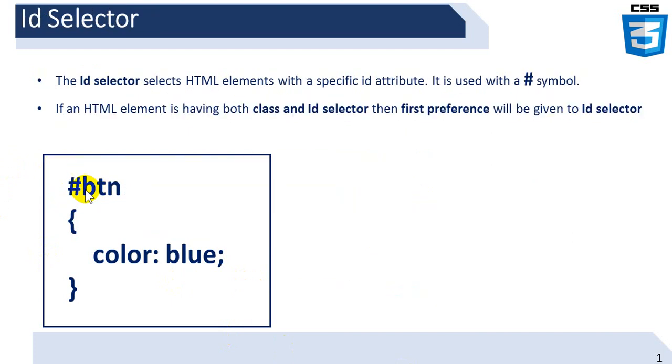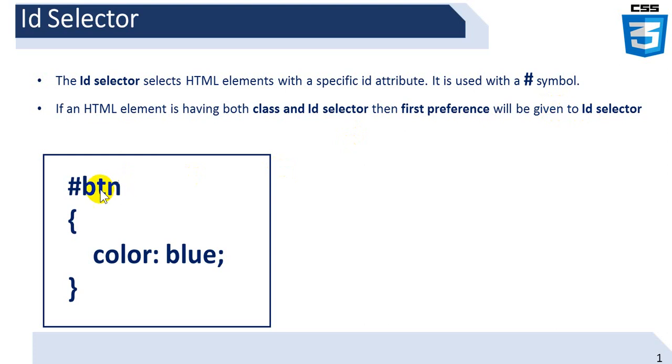The syntax is the same for the ID selector, guys. Instead of dot we are using hash. Hash indicates ID. So hash and the ID name we should pass. The ID selector selects elements with a specific ID attribute. It is used with a hash symbol, right? If an HTML element has both a class and an ID selector, then the first preference will be given to the ID selector.